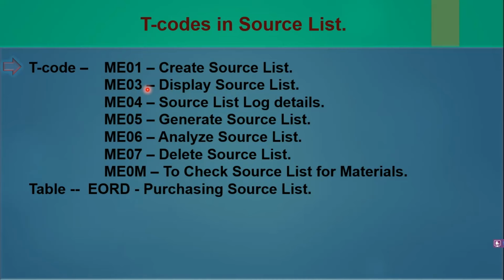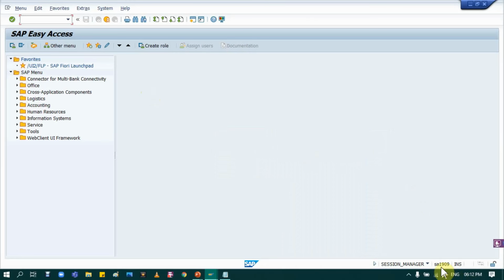Then we will see all the details about source list in the system. So let's go into the system. I'm using S4HANA 1909, but there is no difference between ECC and S4HANA for source list. It's similar on S4HANA and ECC. So let's start with source list.